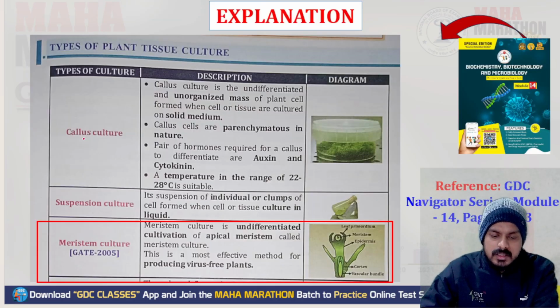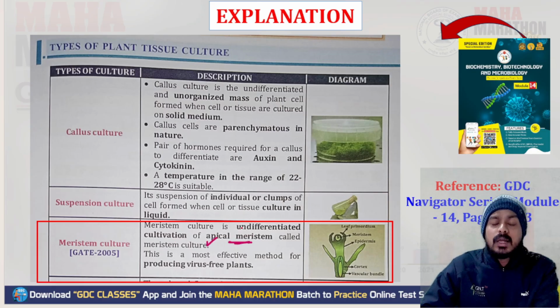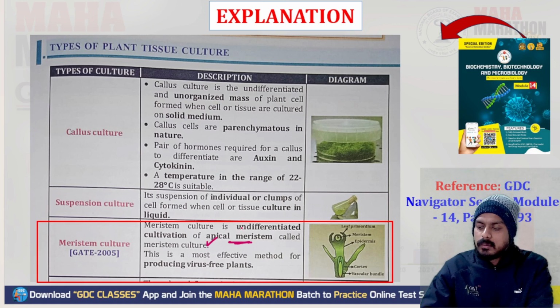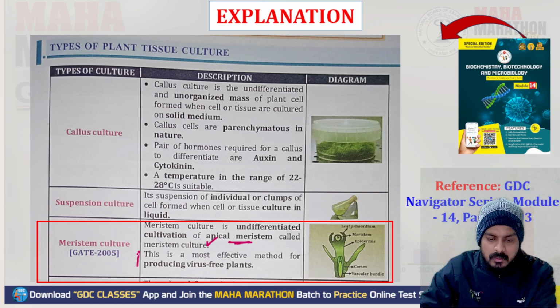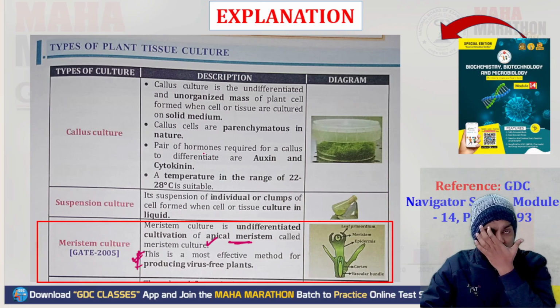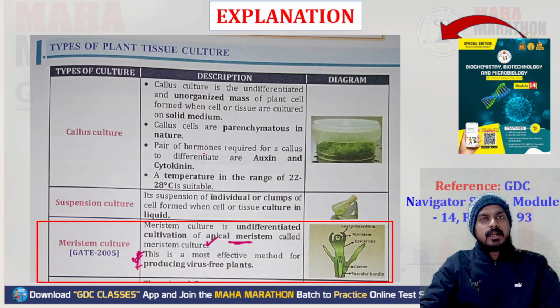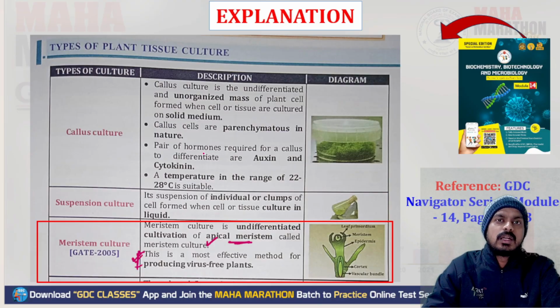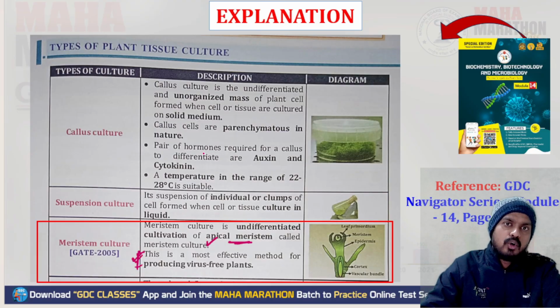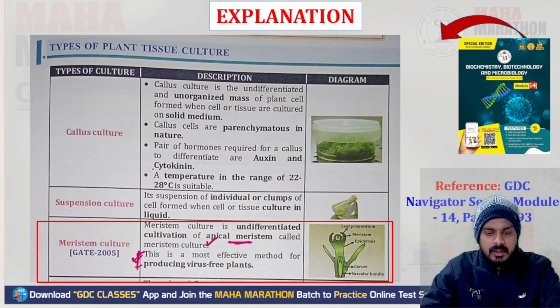Meristem culture is the cultivation of the undifferentiated apical meristem, and this is the most effective method for producing a virus-free plant. In callus culture, the undifferentiated, unorganized mass of cells is callus, which is a parenchymatous tissue. Two hormones are required, auxin and cytokinin, and the temperature should be 22 to 28. We have already discussed these things.